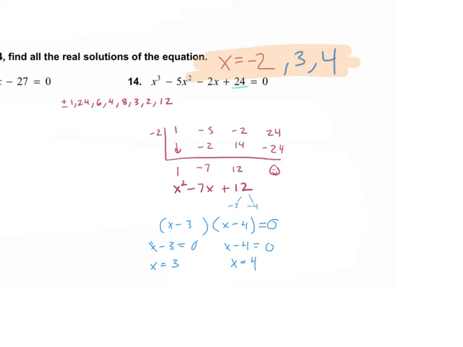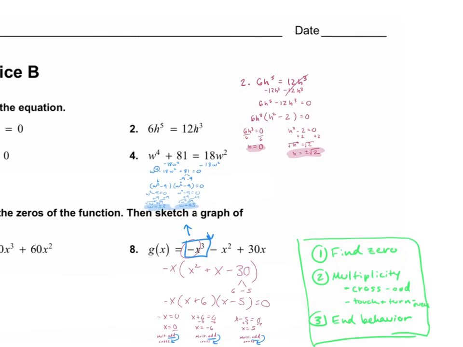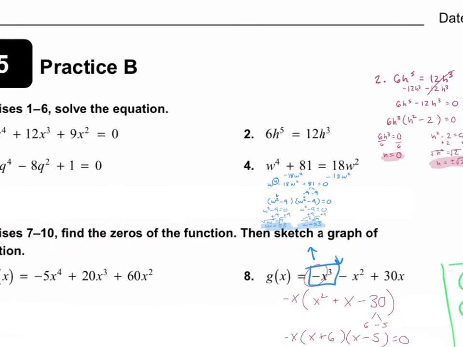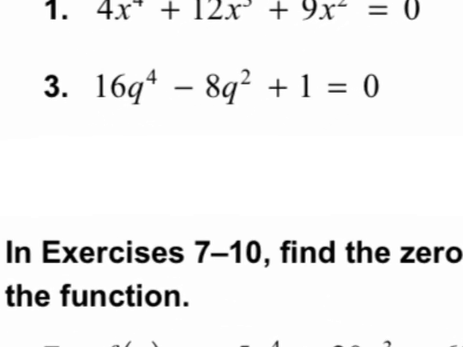I'm confused with number 3. Let's go back in this section to number 3. All right, let's do that one. So this was not one that we did because it's odd, but I'll do it with you guys just because it's a little bit different.